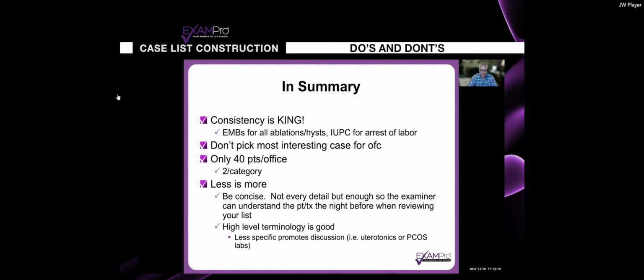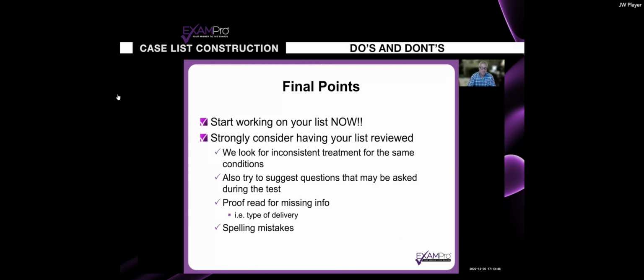Be concise when you list your patient. Not every detail should be listed, but enough so the examiner can understand what happened to the patient and the treatment when they're looking at your list the night before to query you the next day. High-level terminology is good. Again, less specific promotes discussion. Uterotonics, shoulder dystocia maneuvers, PCOS labs, diabetes management. Definitely would encourage you to consider being high level.